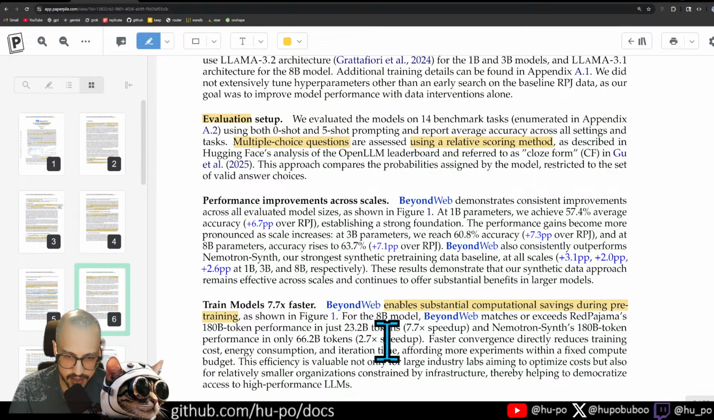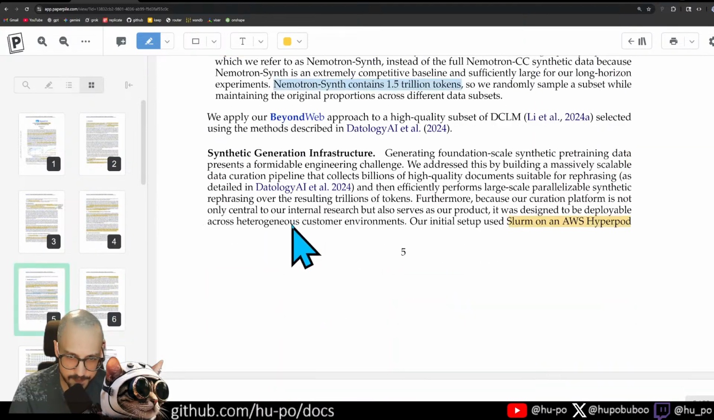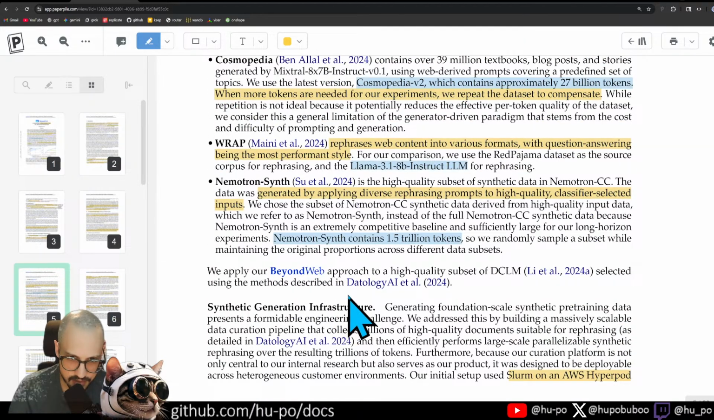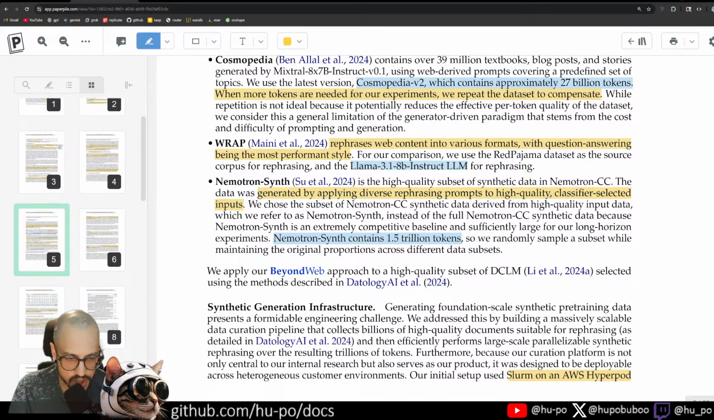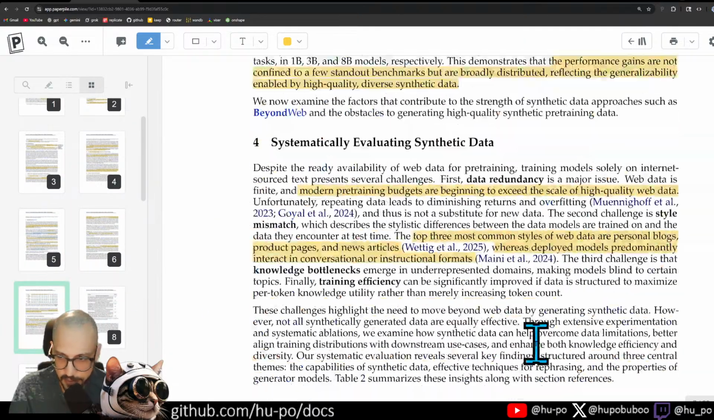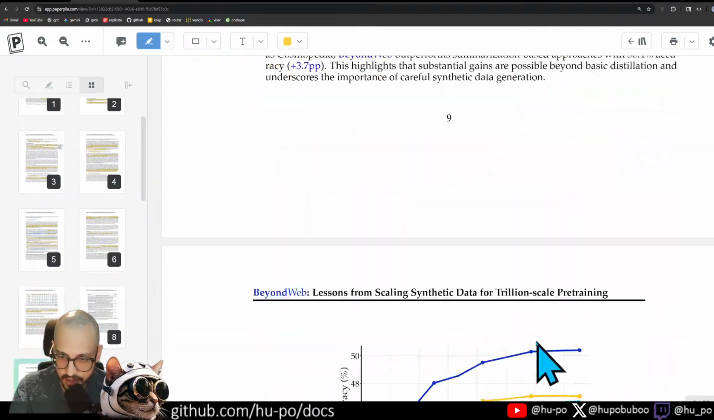So what they're trying to say here is that Beyond Web matches or exceeds Red Pajama's 120B token performance in just 23.2B tokens. So what are they trying to say there? Ultimately there's a relationship that has been established where, if you have this size of a model, you can train it on this many tokens and you'll get this quality of an output, right? And this is where the whole Chinchilla scaling law comes from, and they actually mention it later here.